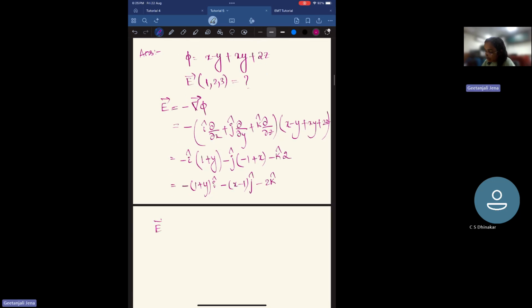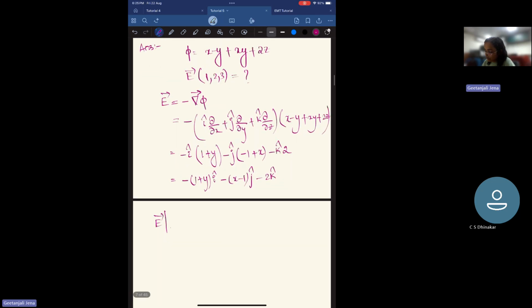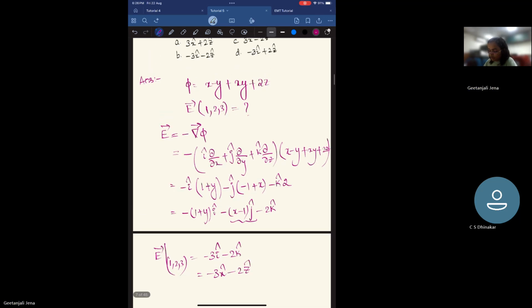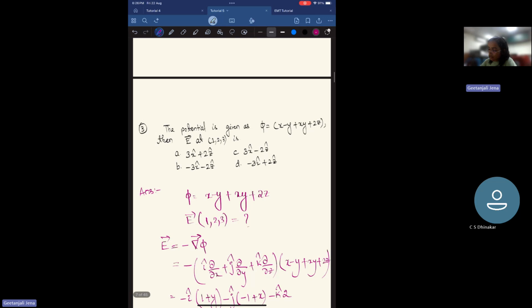The point is given, xyz coordinate is (1, 2, 3). So just put the values of x, y, z. y is 2, so minus 3 i cap. x is 1, so this is 0, and this is minus 2k. So that means this is minus 3x cap minus 2z cap. So the answer will be option B.